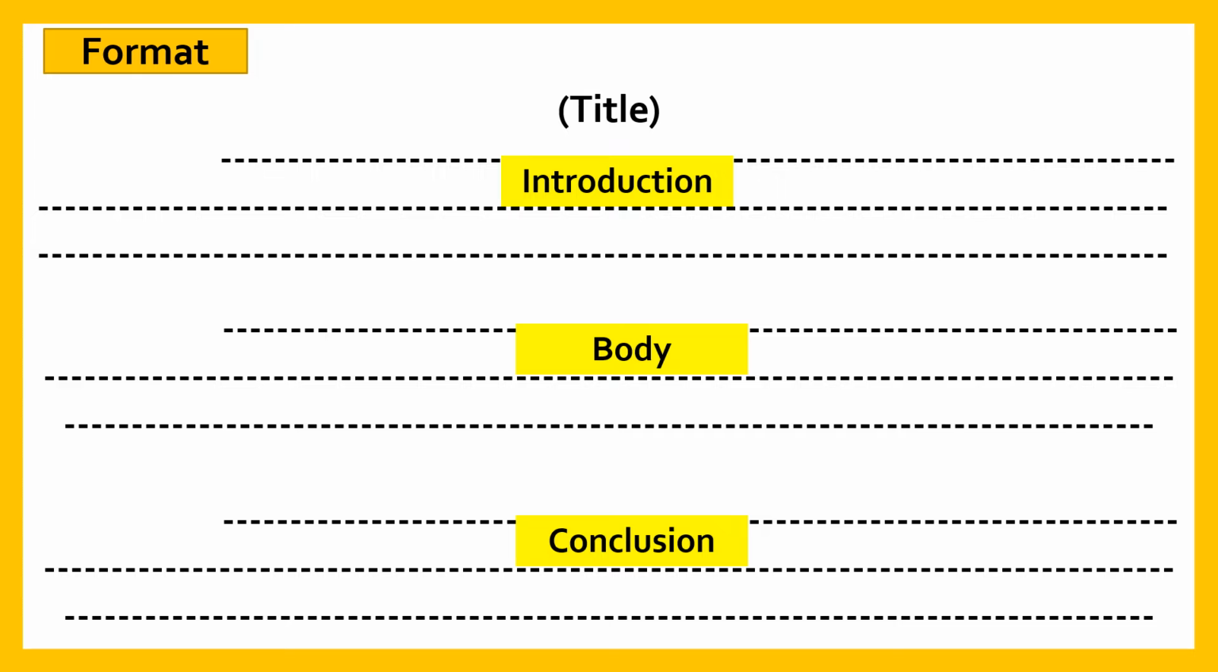The format of writing an autobiography is very simple. We begin with writing the title in the center of the line. Then we start with our introduction. Begin by leaving a two-finger space. Next comes the body of the autobiography, wherein you give details of the story. And lastly, we come to the conclusion.